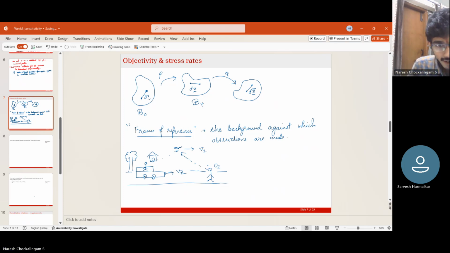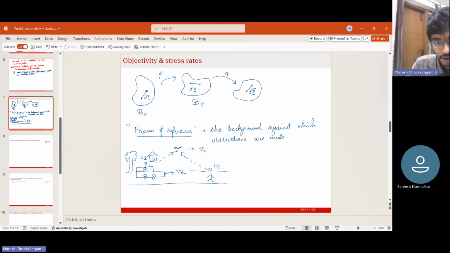So for him, the car window is at rest. The components of the car are at rest. From his point of view, anything that is inside the car is at rest for him. Anything that is fixed to the car is at rest. So the background against which observer O2, who is moving in a car, makes observations is the car's frame of reference. So let us say observer O2 is observing the velocity of the bird.